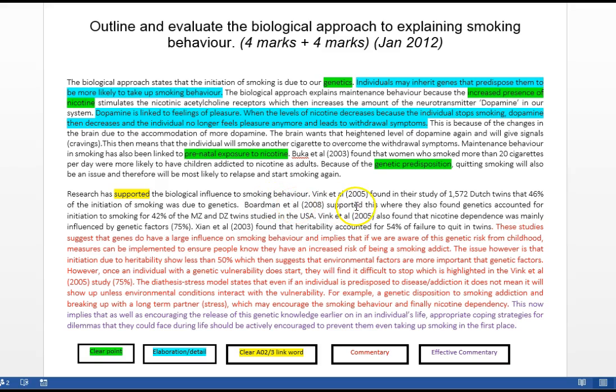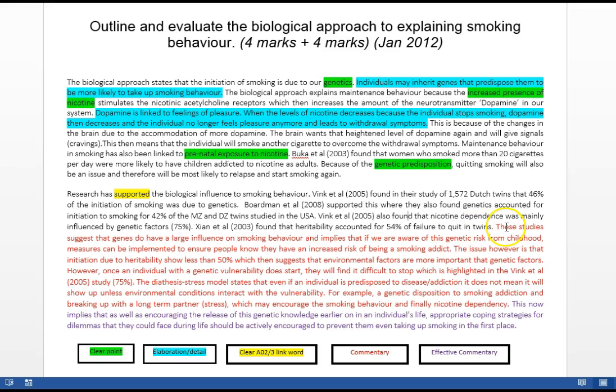Okay, Vink et al. 2005 found in their study, so all this thing I'm doing here, from here to here, okay, it's all the stuff that anyone can pick up from a textbook. Okay, it's what they found, how it's supported, etc. So this is just me summarizing all the textbook information. It's not really going to get me much AO2 marks at all. Yeah, it's going to probably get me into the rudimentary or basic level. Okay, so what I do after that really counts.